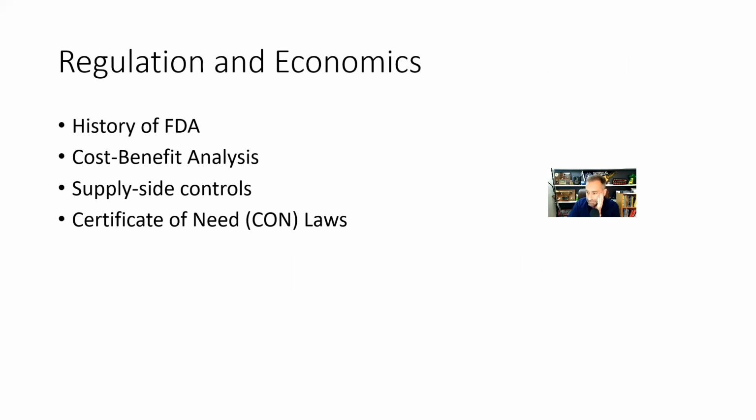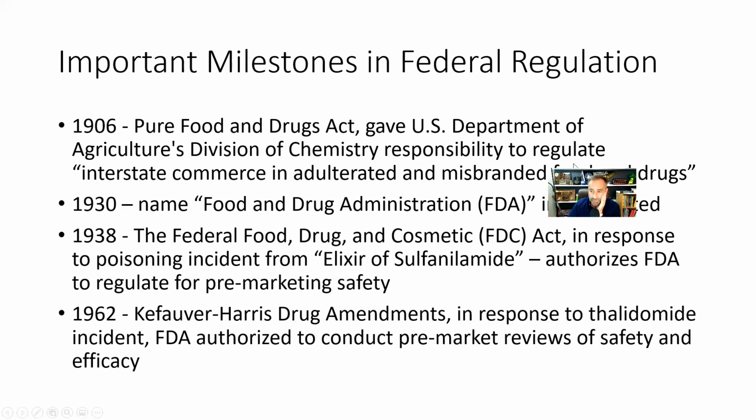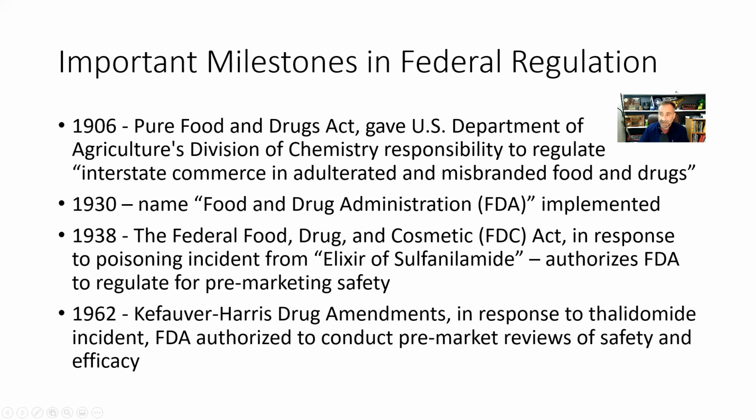So let's talk, for a few more minutes, about a few more topics around regulation and economics. I wanted to run through some important milestones. There's a lot in your book, and I'm not going to hit all of them, but basically the first point at which the FDA, or its predecessor, the Department of Agriculture's Division of Chemistry, was tasked with reviewing the safety of drugs, particularly in interstate commerce, was 1906, kind of the precursor for the FDA. In 1930, the FDA name was implemented.